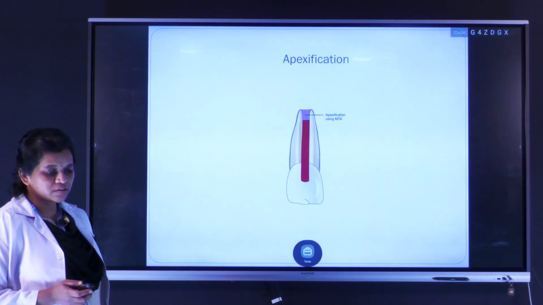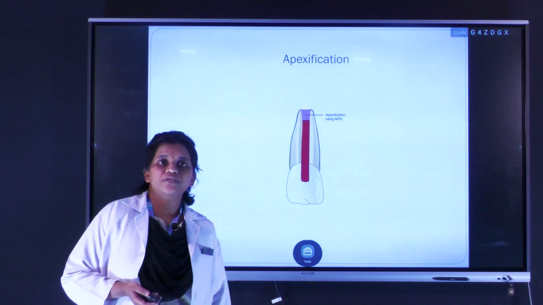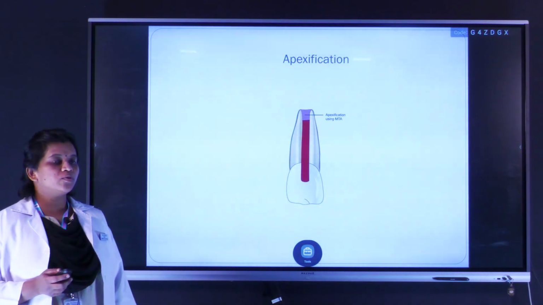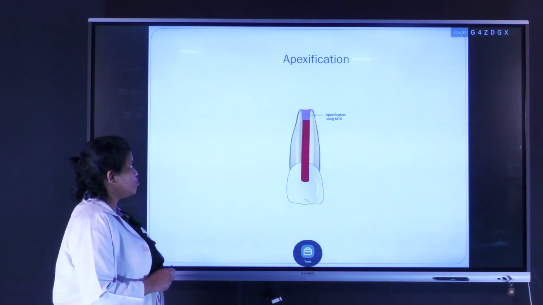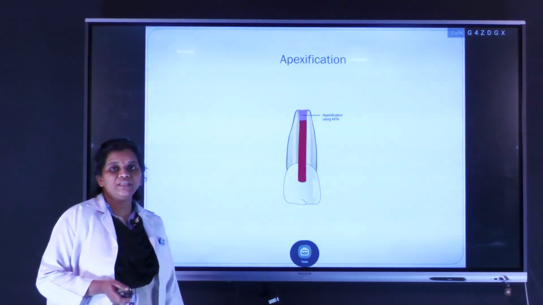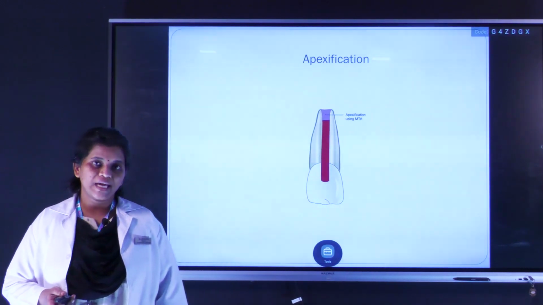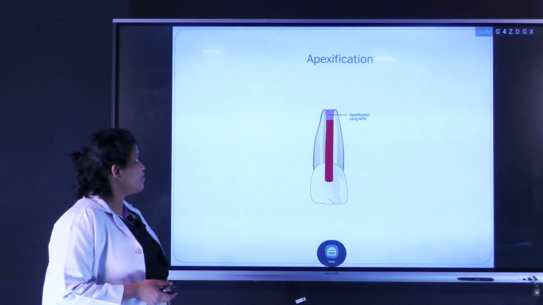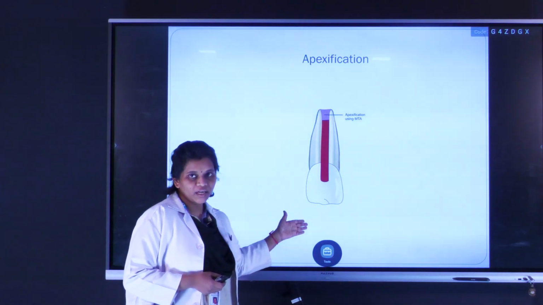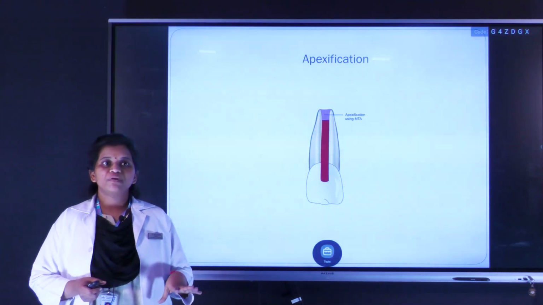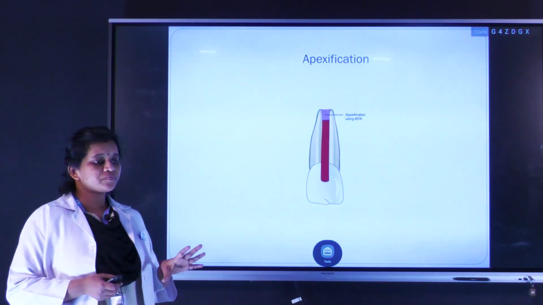So what is apexification? Apexification is a procedure done in young permanent teeth where the root apex is not closed, and therein what we do is we try to close the apex with the help of a material, and the most commonly used material is MTA. We use MTA and then we try to seal the apex, followed by a backfill with the help of your guttapercha. So this has been the traditional treatment for managing the immature teeth with open apices.